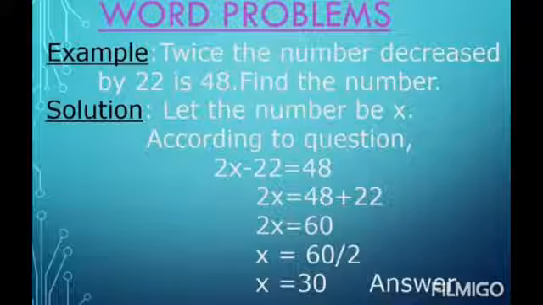2x is 60. Then x is equal to, when we transpose 2 from left hand side to right hand side, we have to divide. So 60 by 2 is 30. Means the value of x, that number, will be 30.